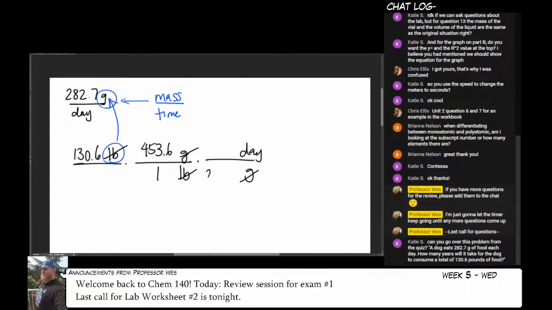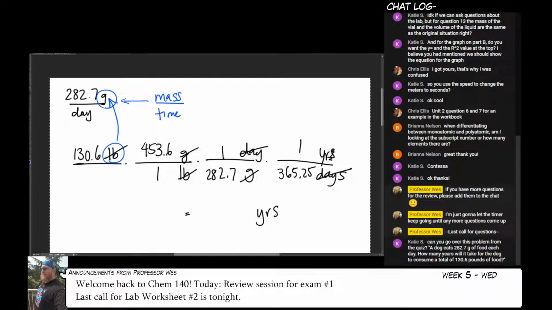So this puppy, or dog, I guess it's a dog. 282 grams is a lot. That's how many days it would take him to eat this much food. And then, if I want to turn that into years, there is 365.25 days in a year. We don't need this extra S here. And so this would give me an answer in years.